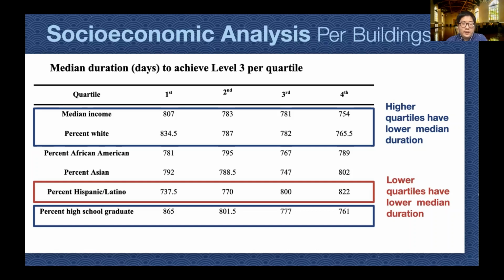It's worth noting here that there was really no clear distinction based on the percentage of African American or percentage of Asian population, which I found was pretty interesting. However, for median income, percent white population, and percentage of high school graduates, higher quartiles tended to have a shorter median duration to achieve retrofit. The trend was actually reversed for Hispanic Latino populations, with the first quartile with the lowest Hispanic Latino population having the shortest duration to achieve retrofit, as can be seen here.